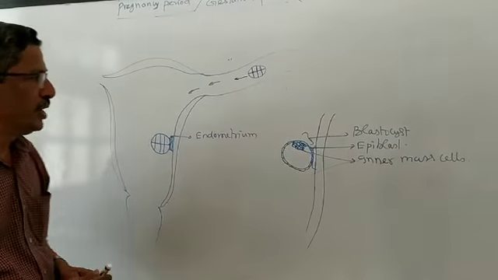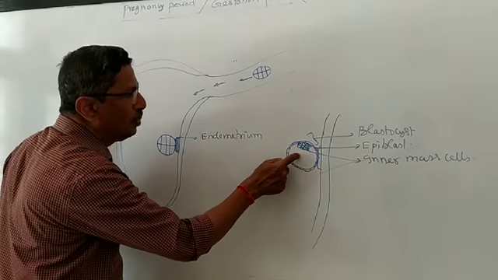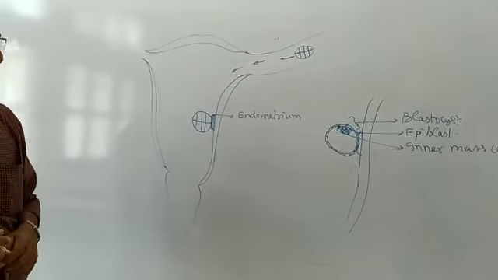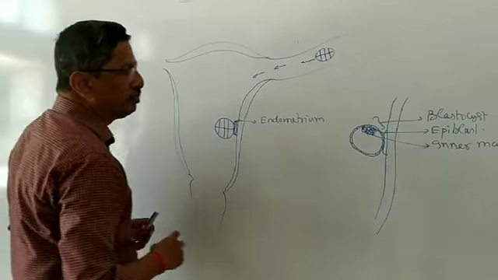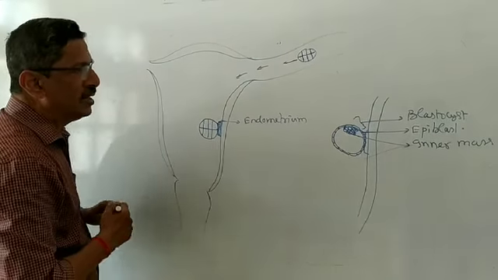Now, starting from one cell up to the formation of this hollow blastula or blastocyst, the process is called cleavage. It is the first step. Once the cleavage is over, what is going to happen? We have to see that.